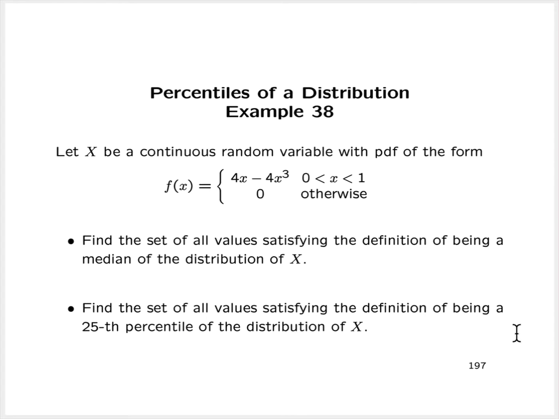Now let's look at example 38. Let x be a continuous random variable with PDF of the following form. For values of x between 0 and 1, the expression for the PDF is 4x minus 4x cubed, and the PDF is 0 for any other value of x. And so again, what we're going to do is find the set of all values satisfying the definition of being a median of the distribution of x, and also find the set of all values satisfying the definition of being a 25th percentile of the distribution of x.